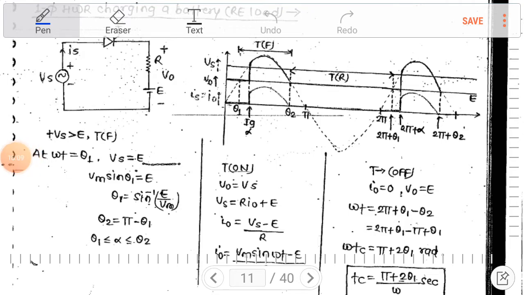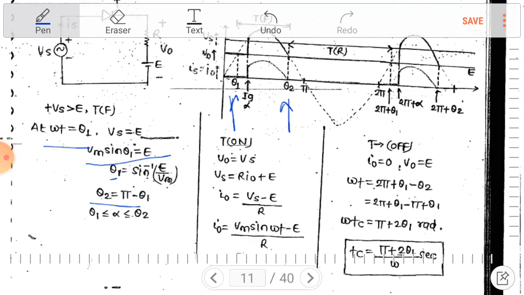So how can we find the conduction angle? Assume that this is theta 1 when Vs equals E, and this is theta 2. So we find theta 1 by putting omega t equal to theta 1 in Vm sin omega t. So Vm sin theta 1 equals E, so theta 1 equals sin inverse of E by Vm. And theta 2, it is symmetrical in nature because we have sinusoidal response, so theta 2 equals pi minus theta 1.